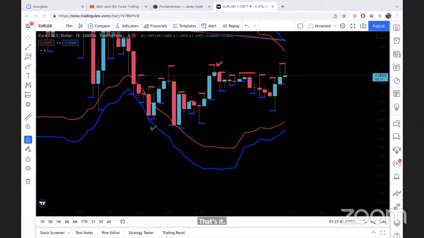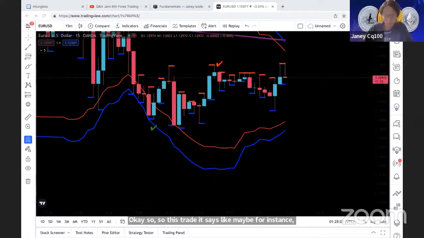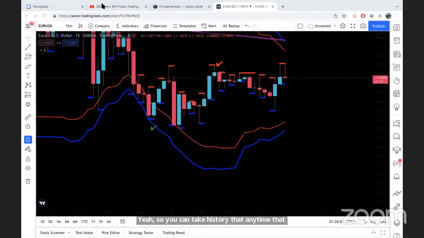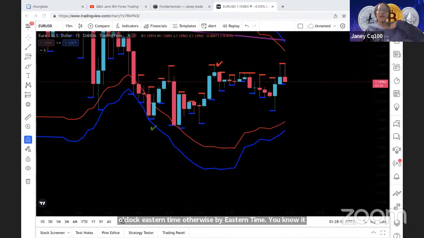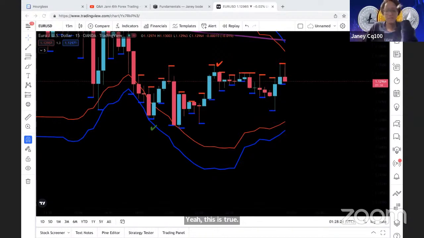Okay, so this trade, if it was making sense, it would be there and expire by 9 p.m. Yeah, so you can take this trade at any time the number gets to 1.04, as long as it's not past 9 o'clock Eastern time. Otherwise, it's expired. However, this is also an index trade, and that's the reason why it's not making sense.